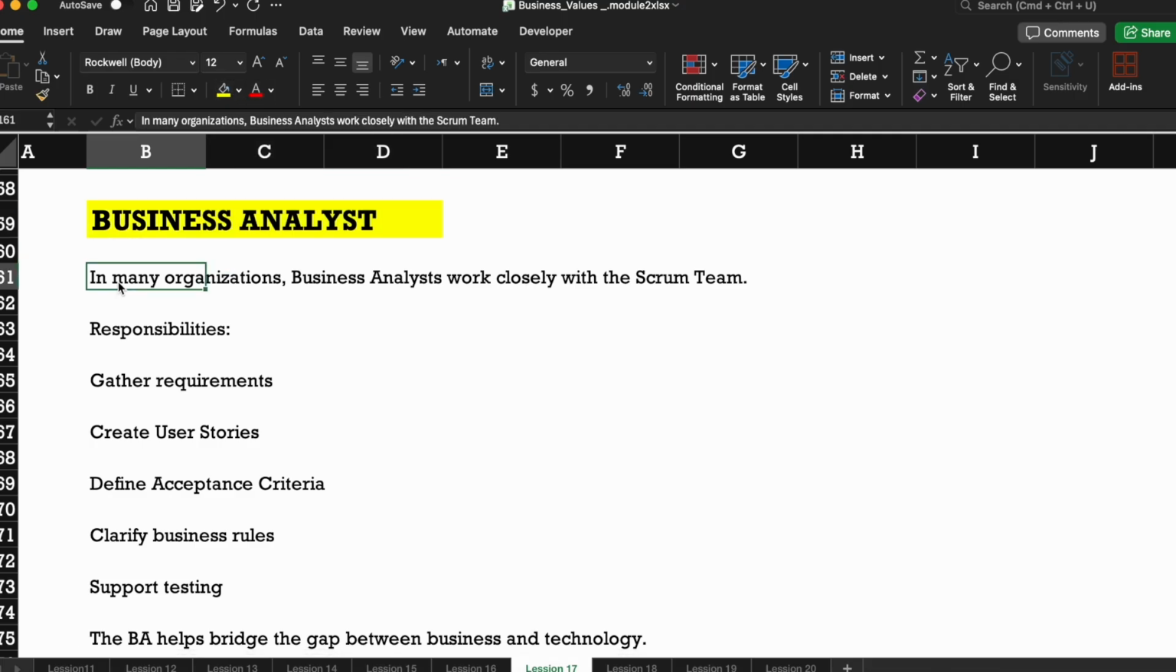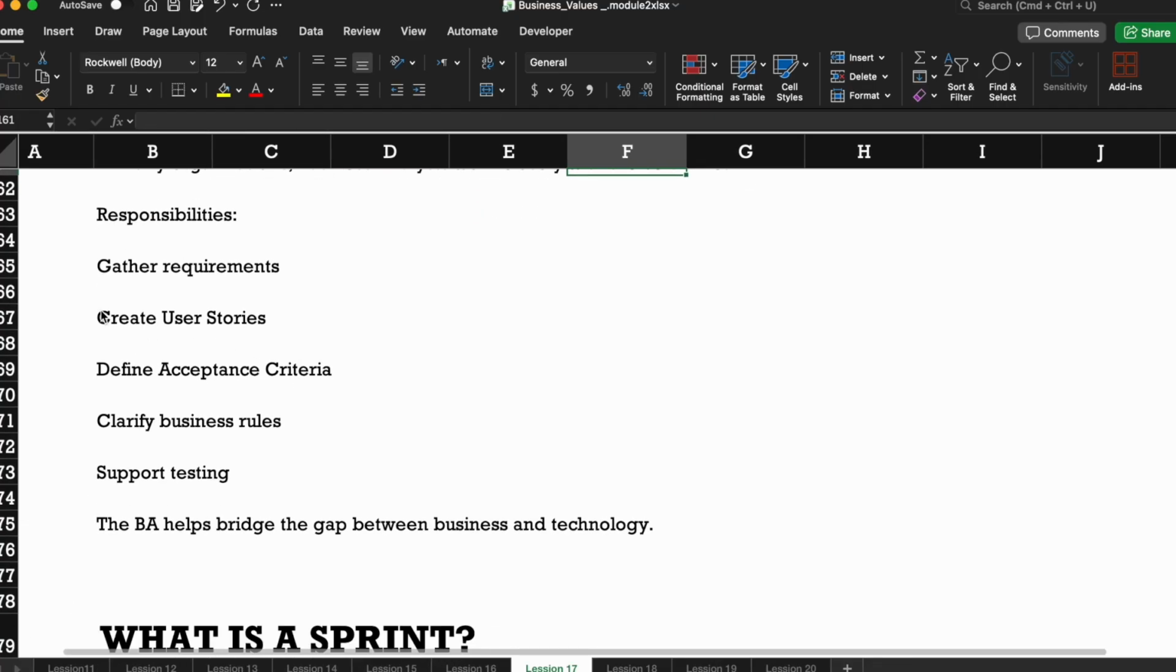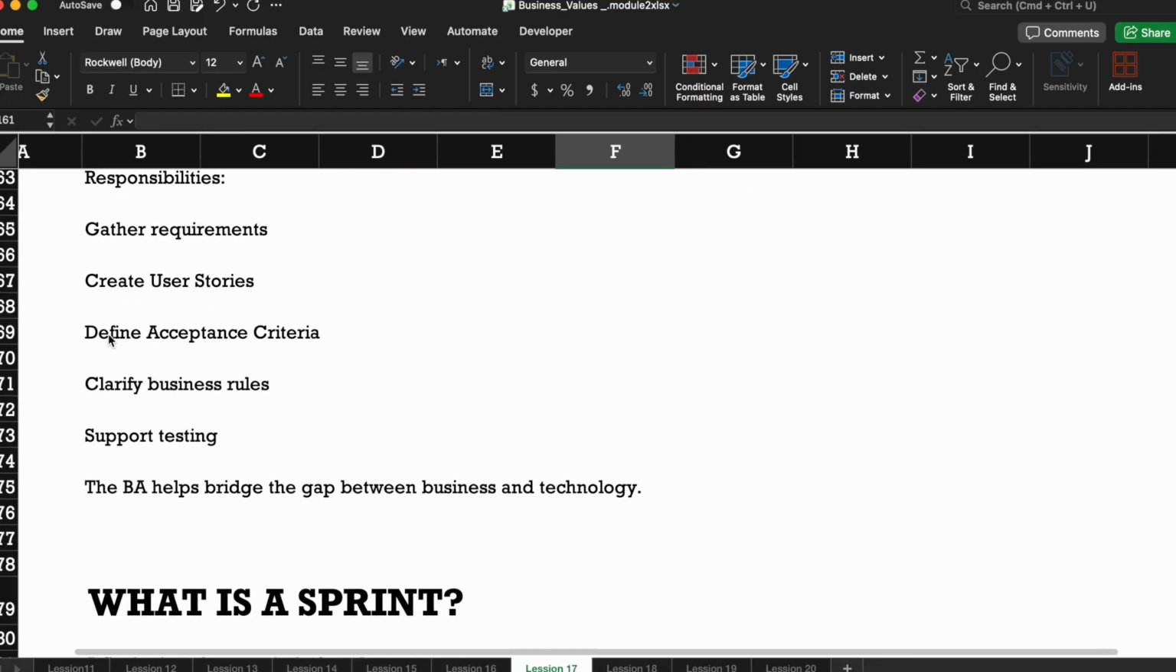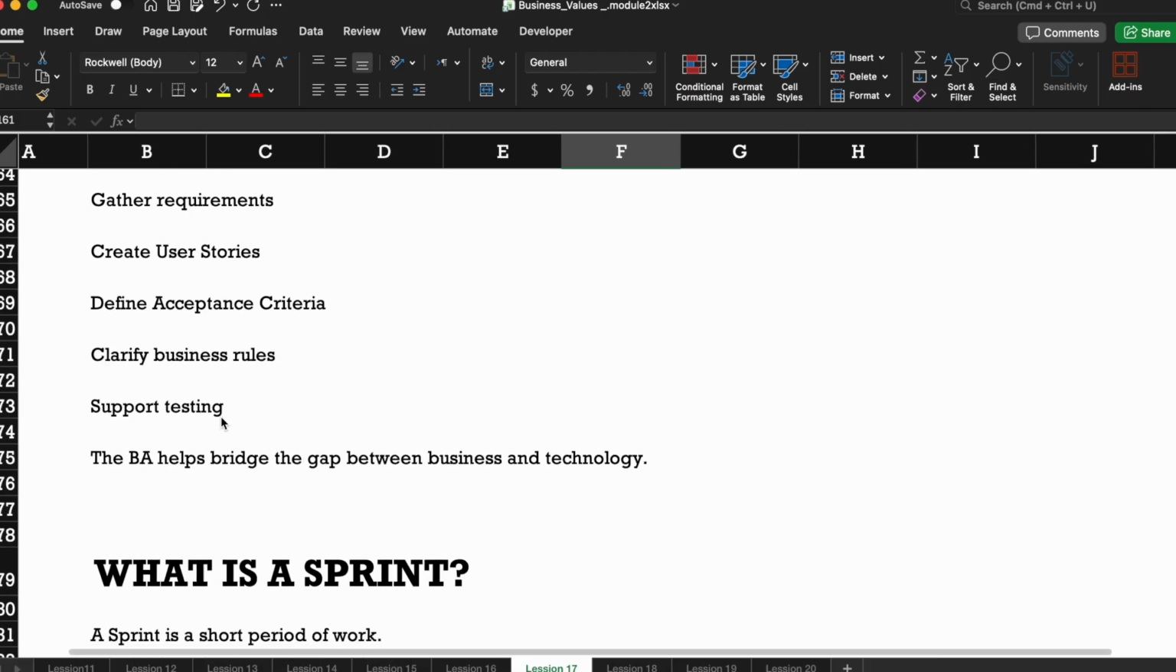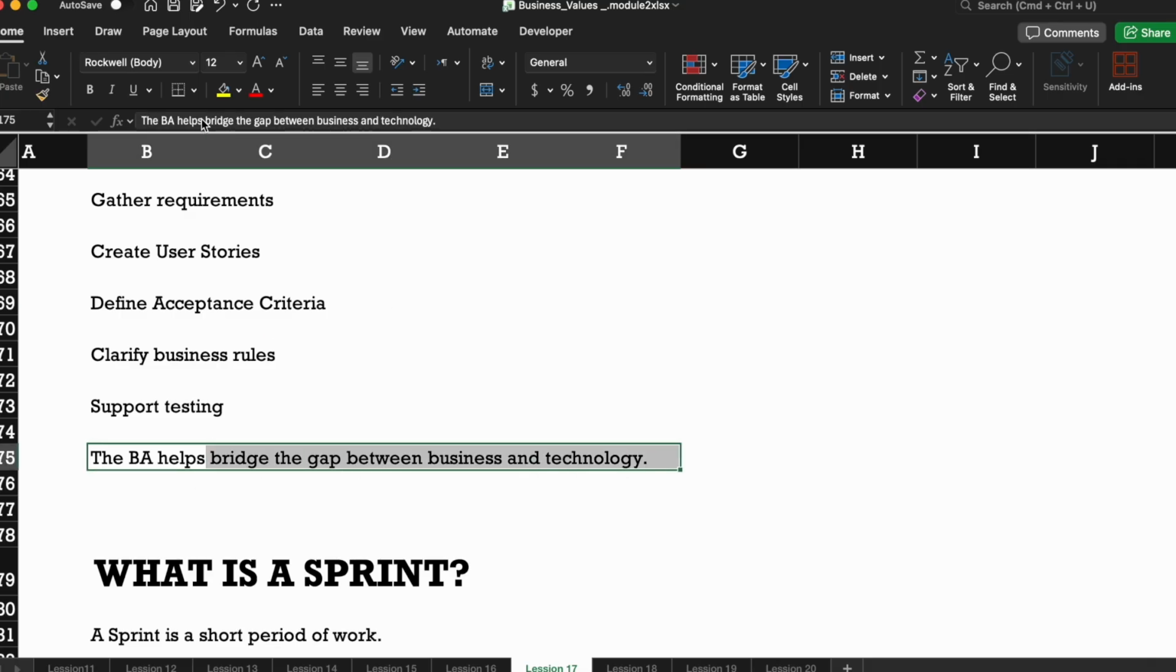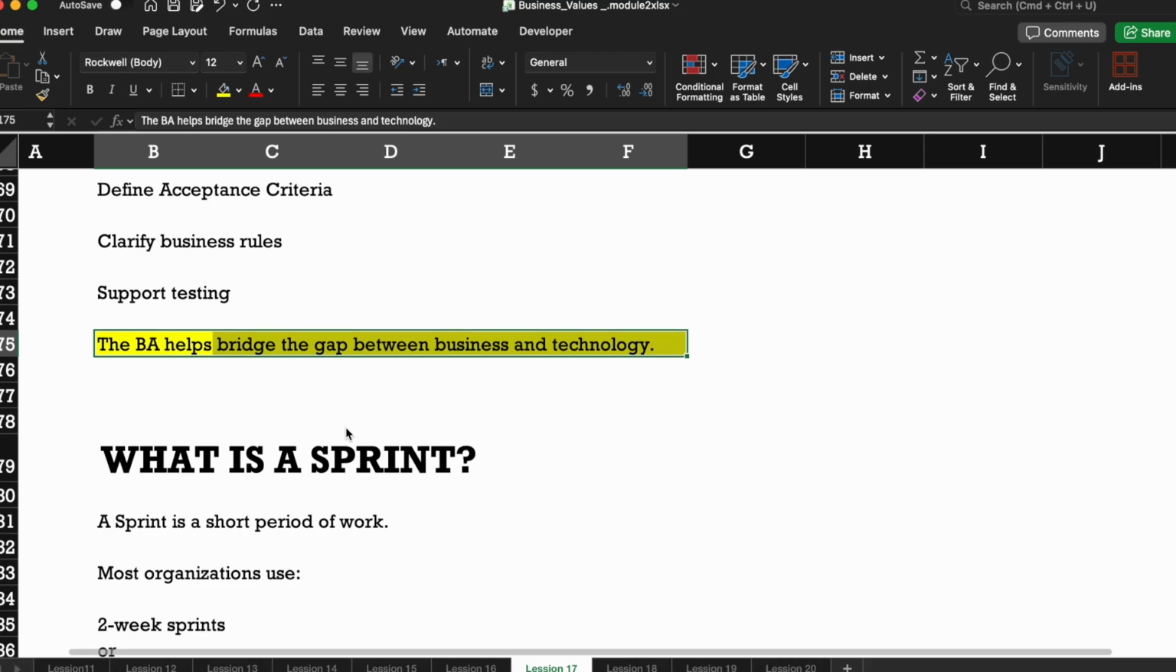In many organizations, business analysts work closely with the Scrum team. Responsibilities: gather requirements, create user stories, define acceptance criteria, clarify business rules, support testing. The BA helps bridge the gap between business and technology. So this is what we have been learning so far.